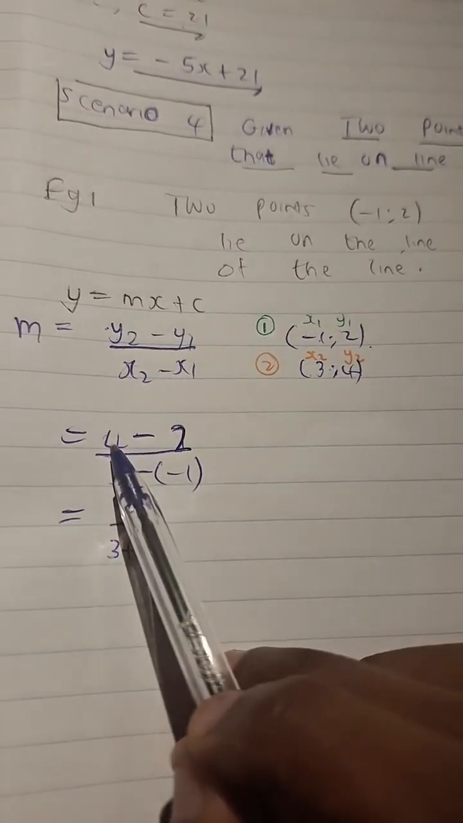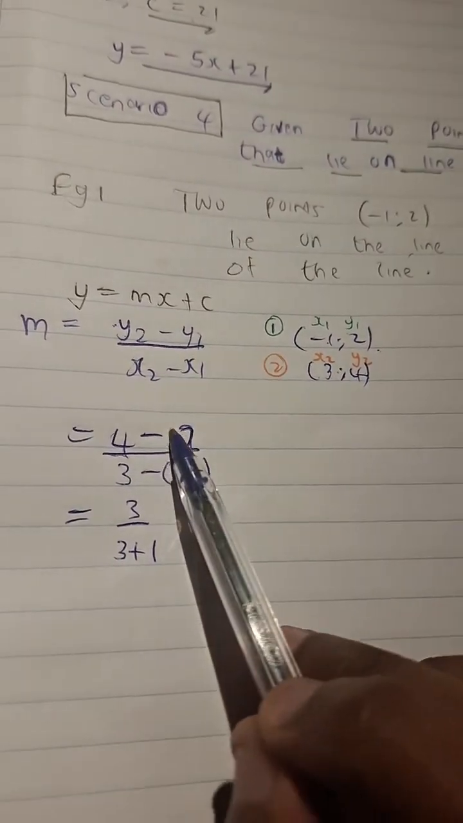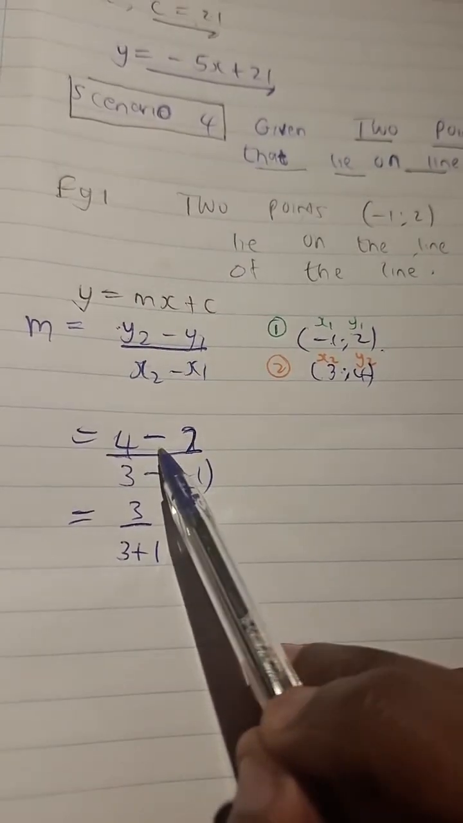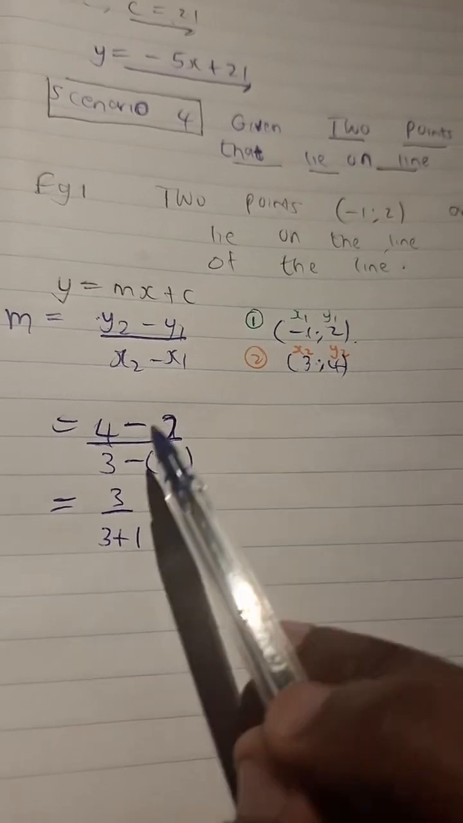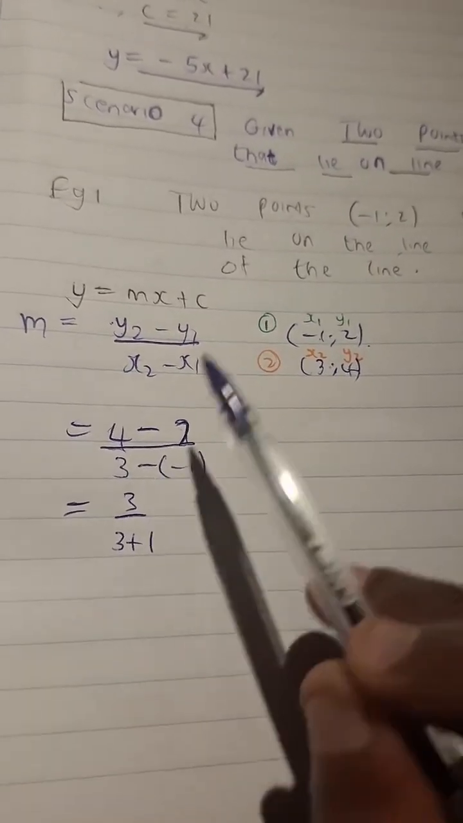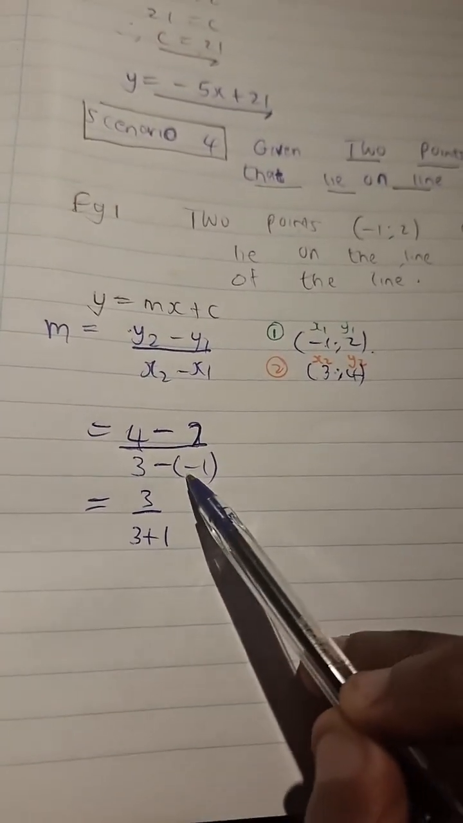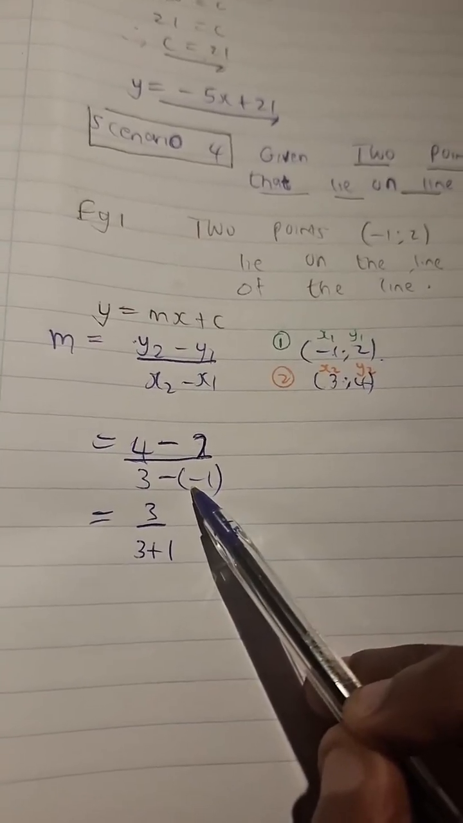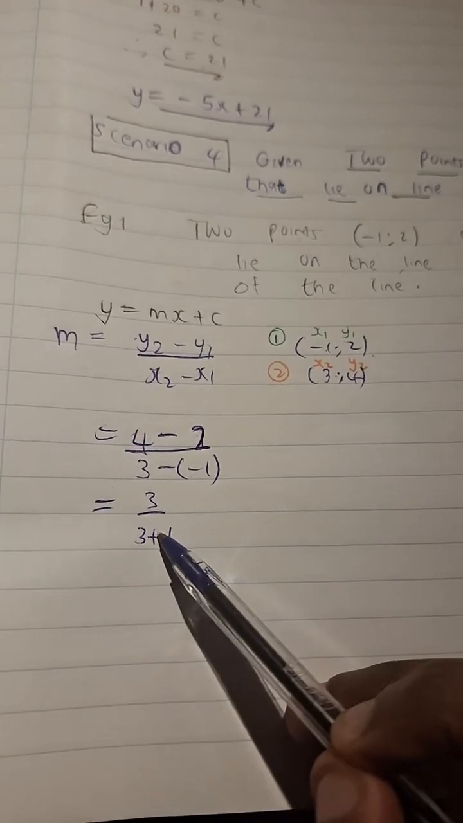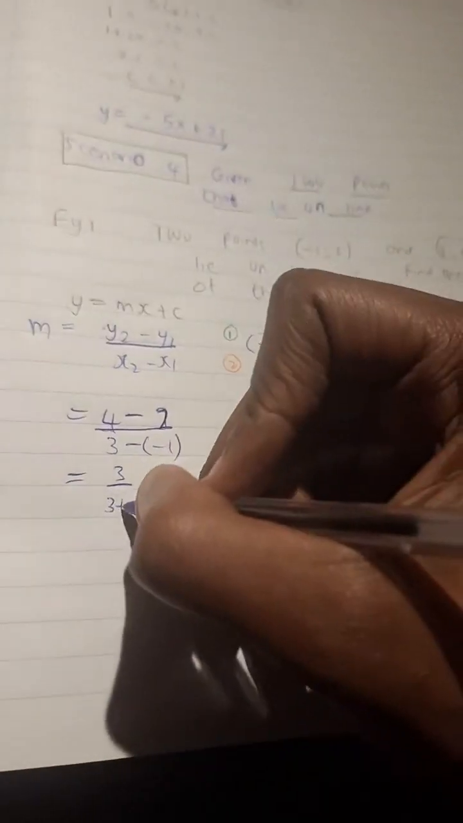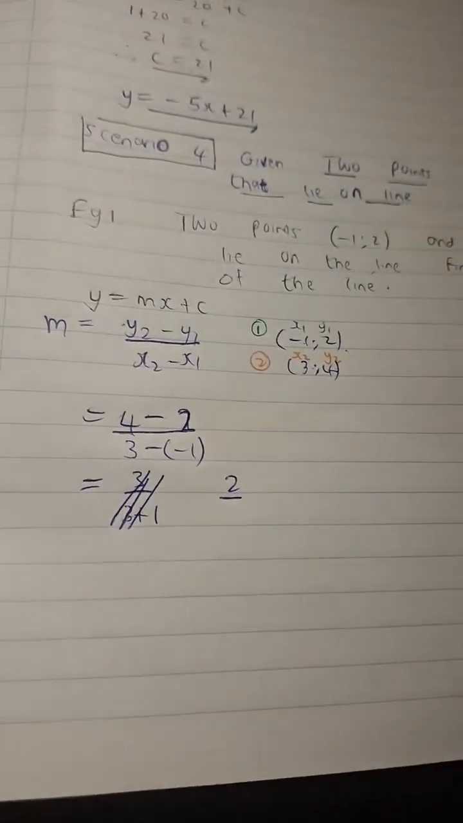So y2 is 4, y1 is 2. The negative sign is already there in the formula, so you must make sure it's there. At the bottom, x2 is 3. The minus sign is already in the formula. X1 is also -1, so you must make sure you put it in brackets. Please, please, please, so that the negative times the negative is what? It's positive. What's 4 minus 2? 4 minus 2 is 2.